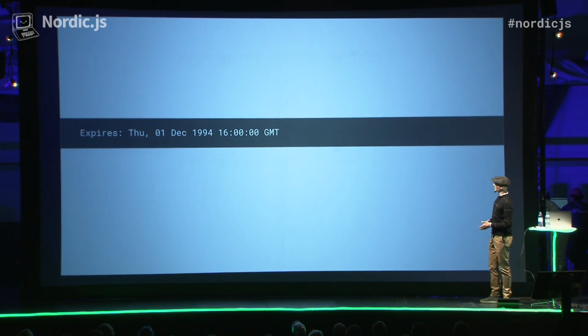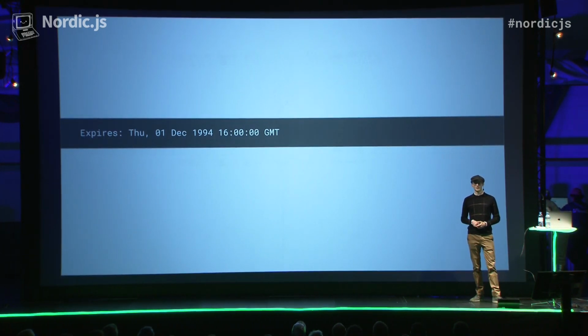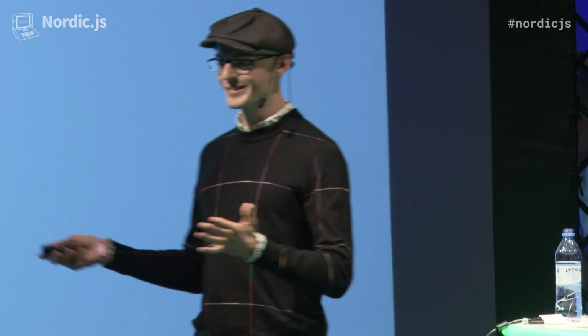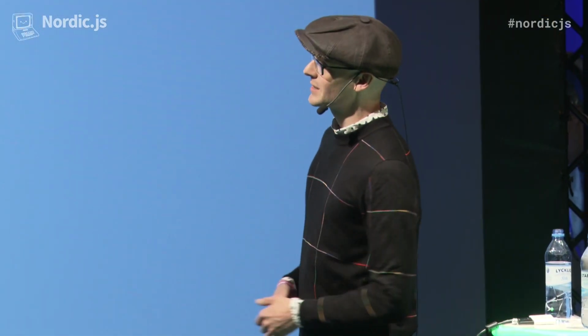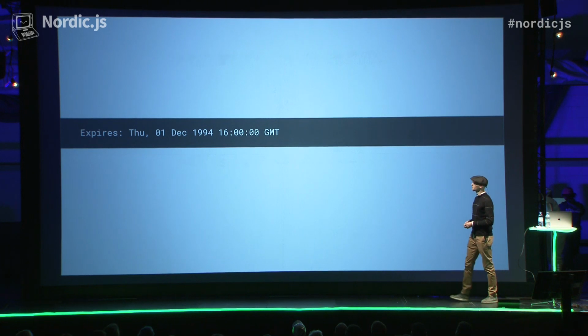Hang on. Why is that? Why does everybody set their Expires date to the same date, which is years before the Expires header was ever even invented? Anyone know the answer to that? Shout it out if you do. OK. It's in the spec. It's the example in the spec. So why does everybody copy the example in the spec?